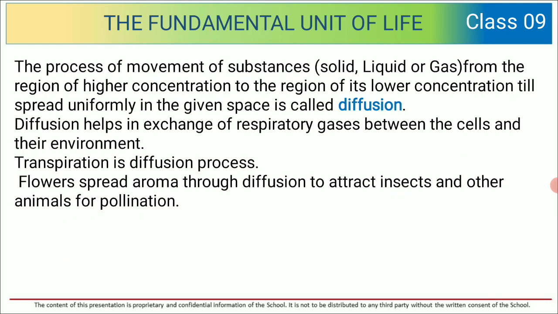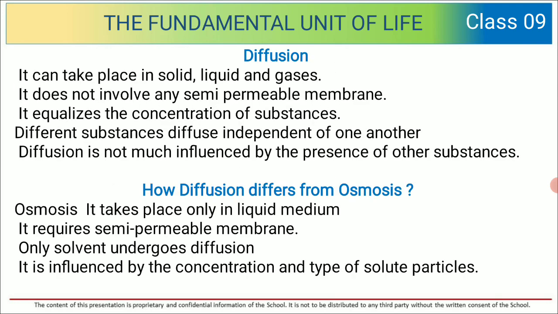The process of movement of substances, that is solid, liquid or gas, from the region of high concentration to the region of lower concentration till they spread uniformly in a given space is called diffusion. Diffusion helps in exchange of respiratory gases between the cells and their environment. Transpiration is a diffusion process. Flowers spread aroma through diffusion to attract insects and other animals for pollination.